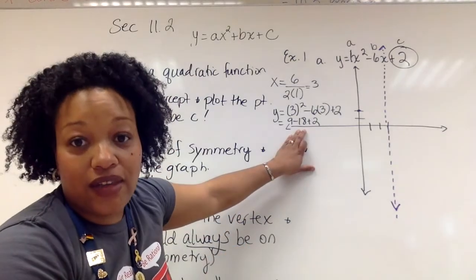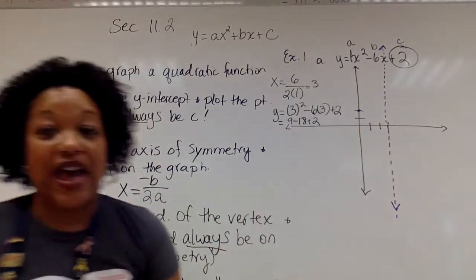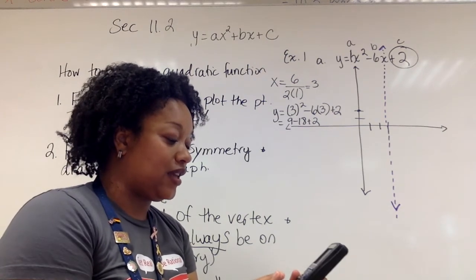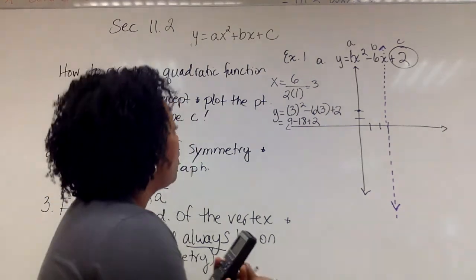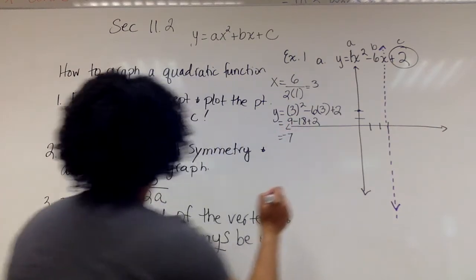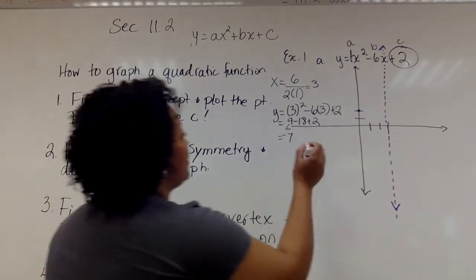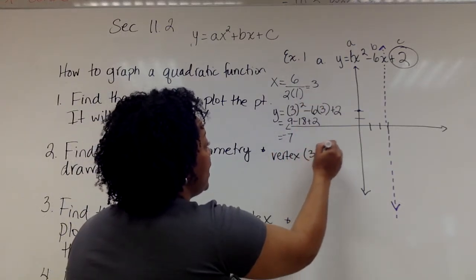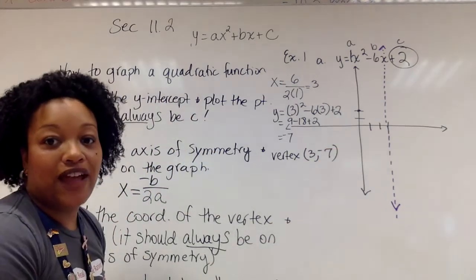Put this in the calculator. I'm going to do it too because it's a little faster and I'm going to make a careless mistake. That's 9 minus 18 plus 2. My y is negative 7. So that means that my vertex, y'all, my vertex is at, I'm going to write this down, and you should too, is at 3, negative 7. That's where it should be.